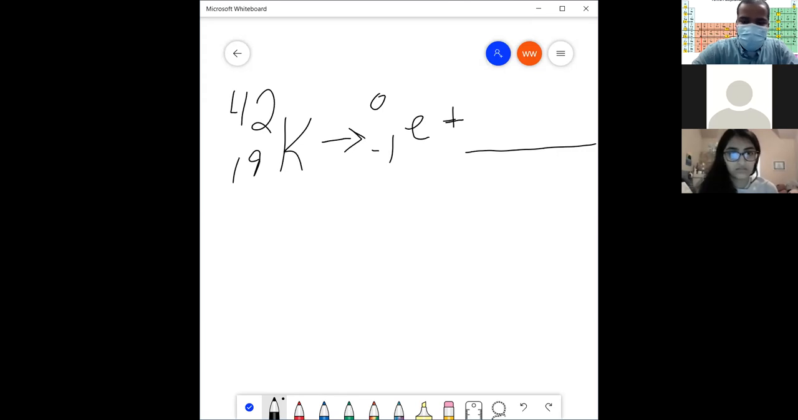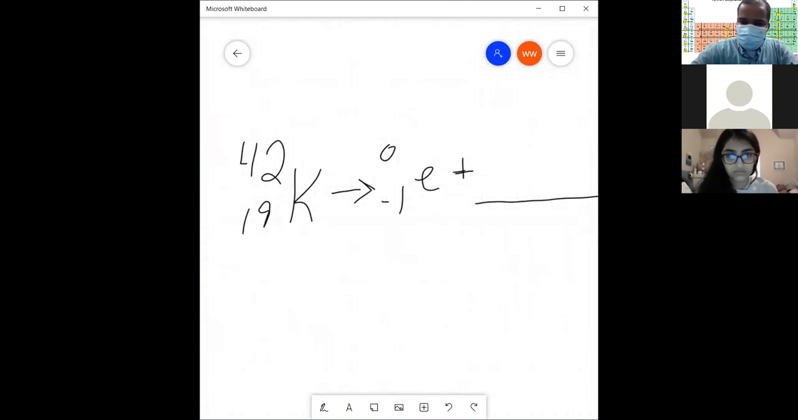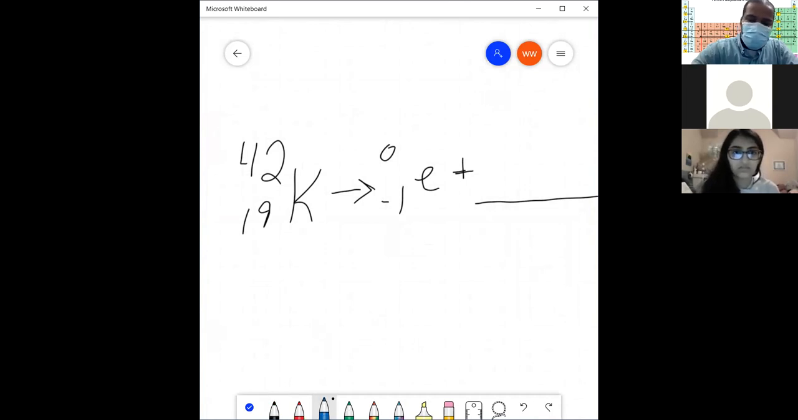Excellent. Sally, what do we do next? I'm not sure. All right. So I'll tell you this one, but Sally, you're going to do the next one, okay? So the next thing we want to do is we want to look at the top, which gives us our masses, okay? So in this one, we have an atomic mass of 42.